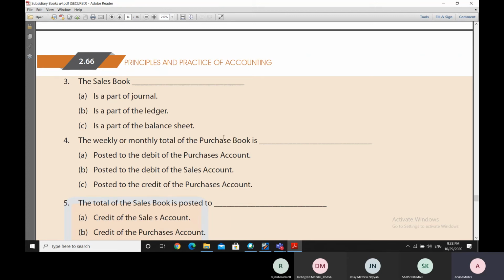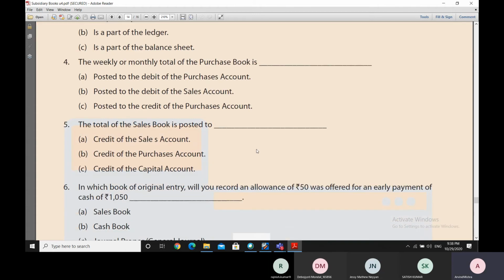The weekly or monthly total of the purchase book is posted to the debit of the purchase account. The total of the sales book is posted to the credit of the sales account.